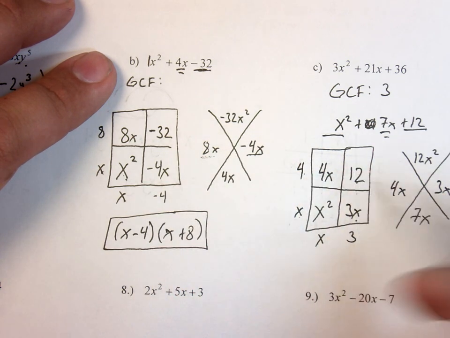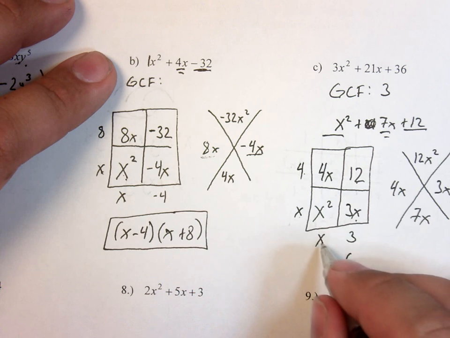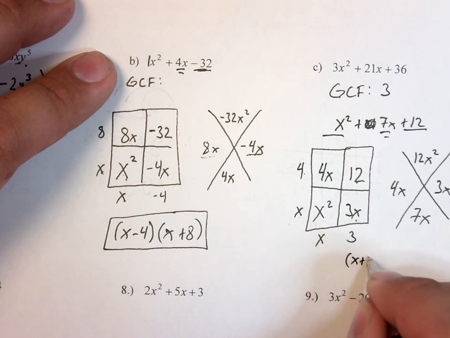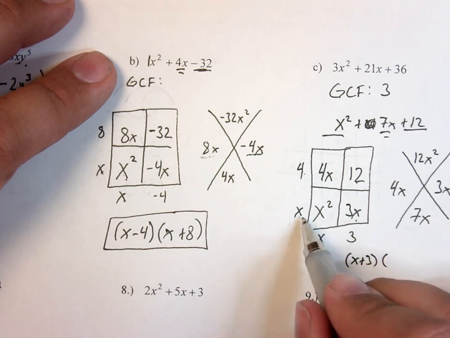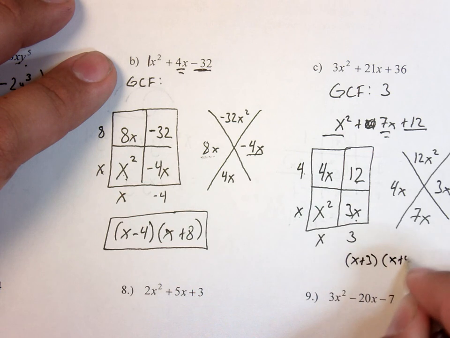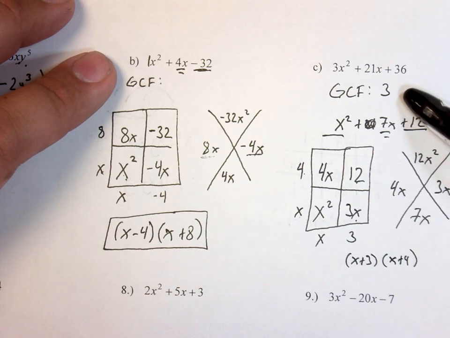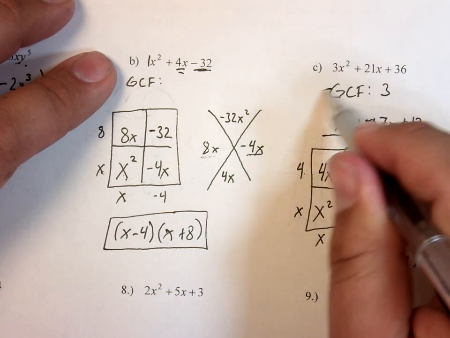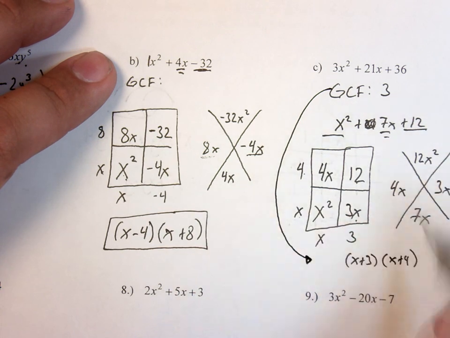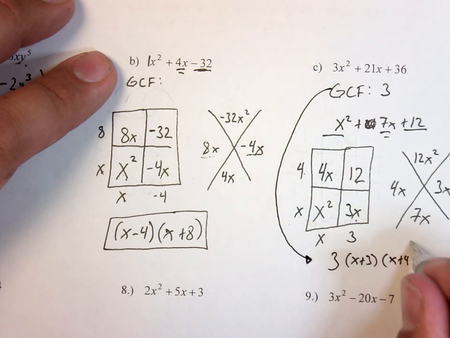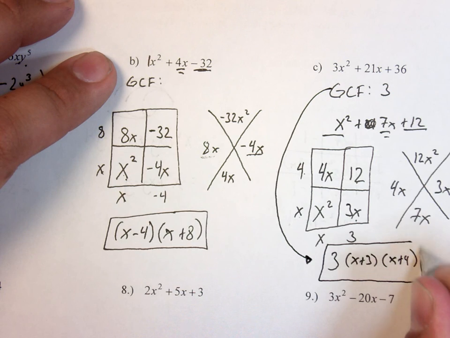So I'm going to again write my product, x plus 3, the outside of my generic rectangle, times x plus 4. And I'm going to look, did I have a GCF? I did. It was 3. So do not forget to bring that GCF along and multiply it by your product.